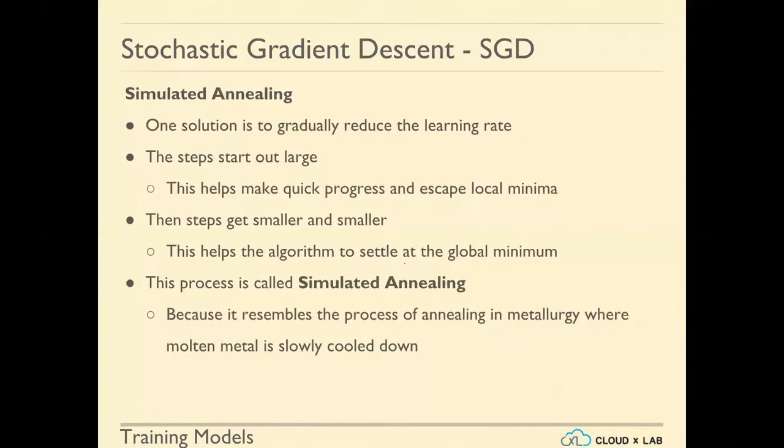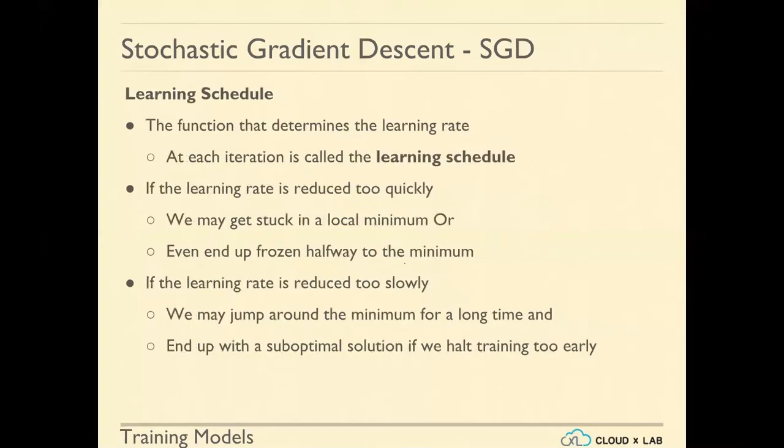So to get simulated annealing in place, we use something called a learning schedule. Essentially, this is a function that determines the learning rate at every iteration. At every iteration, the gradient descent algorithm will call your function to check what it should keep as the learning rate. If the learning rate is reduced too quickly, we may get stuck in a local minimum or even end up frozen halfway to the minimum.